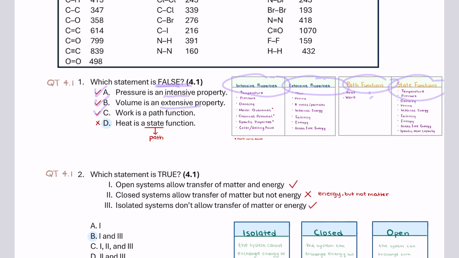A state function depends only on the initial and final states of the system, and not the process used to get there. Examples of state functions include internal energy, enthalpy, entropy, temperature, and volume. But heat, no, that is a path function. The amount of heat transferred varies depending on the path. Therefore, option D is false, and that is our correct answer for problem 1.